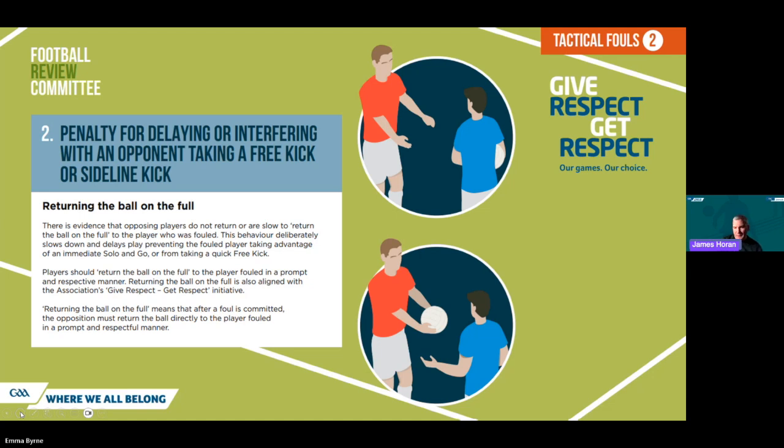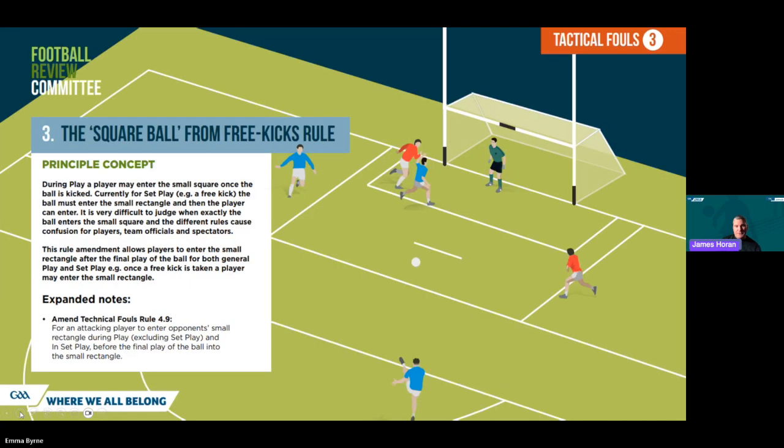So again, you'll all be familiar where this happens, where a player holds onto the ball a bit longer, slows it down enough for his teammates to get back into position or whatever it is. So players should return the ball on the full to the player fouled in a prompt and respectful manner. Returning the ball on the full is also aligned with the association's Give Respect, Get Respect initiative. So returning the ball on the full means that after a foul is committed, the opposition must return the ball directly to the player fouled in a prompt and respectful manner. And again, in the video, we have a couple of clips of this from the interpros that may help.